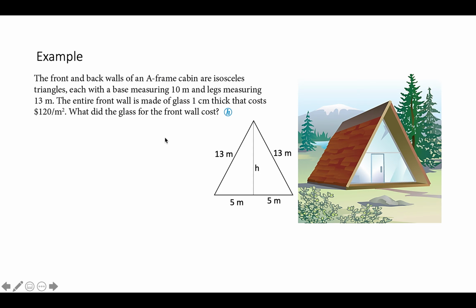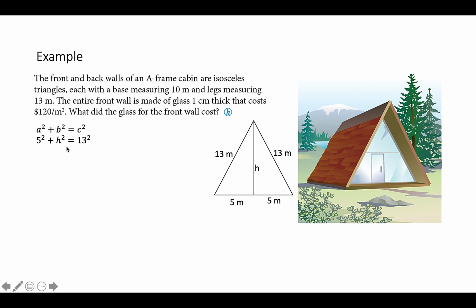Now, I redrew the triangle and put in some measurements to help. So the entire base is 10. If we're splitting this into two equal-sized right triangles, then the base of just this right triangle is 5, and the base of this other right triangle is 5. Together, that's 10. We don't know the height yet, but we know that the legs are each 13. Okay, so what if we wanted to find the height? We could use the Pythagorean theorem. We know the hypotenuse. We know one of the legs.